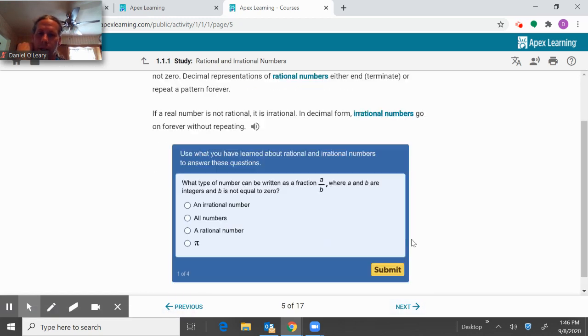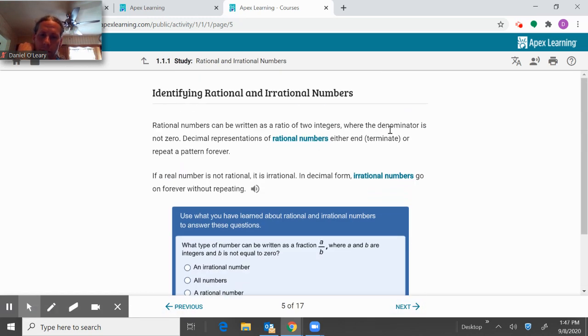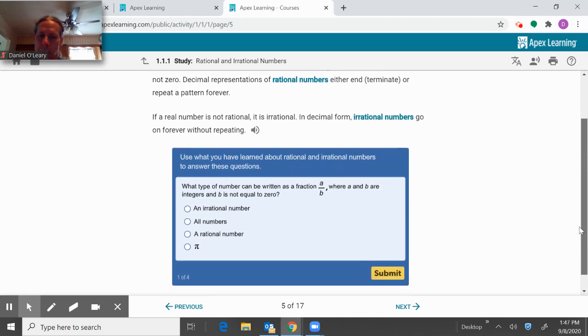All right, so rational numbers can be written as a ratio of two integers where the denominator is not 0. Decimal representation of rational numbers either end, terminate, or repeat a pattern forever. So that's why I was saying a repeating pattern would also make it rational. All right, so let's take a look here. Use what you have learned about rational and irrational numbers to answer these questions. So when you go through this lesson, do that.